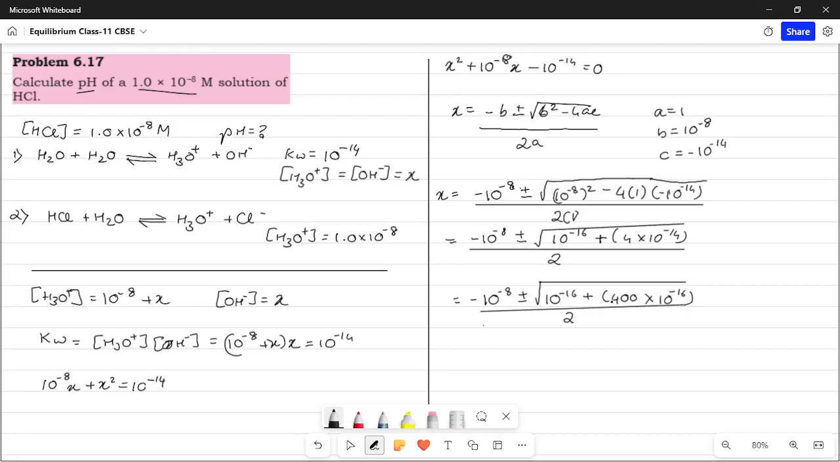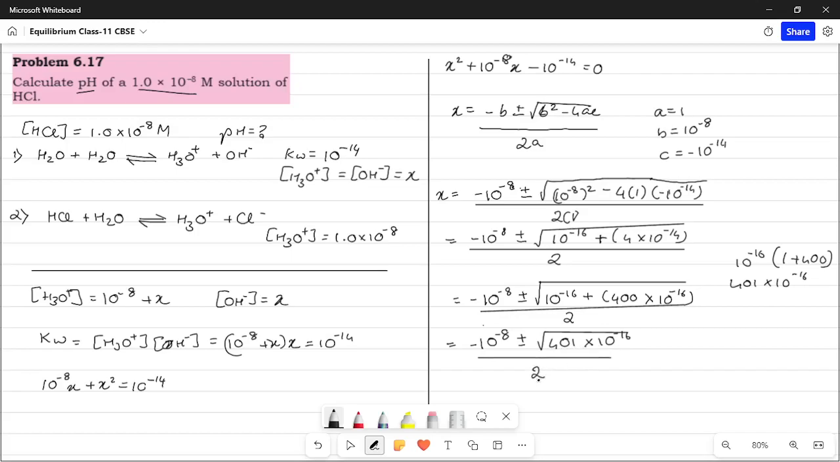So divided by 2. Basically you'll have 10 to the power minus 16, and we'll take out in common 1 plus 400. You'll get 401 into 10 to the power minus 16. So let's just write that: minus 10 to the power minus 8 plus minus root over 401 into 10 to the power minus 16, and this whole divided by 2.